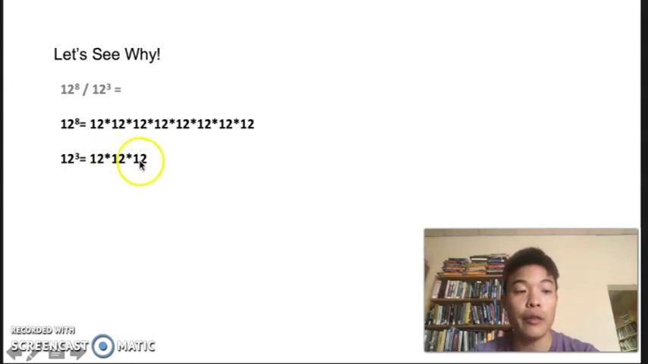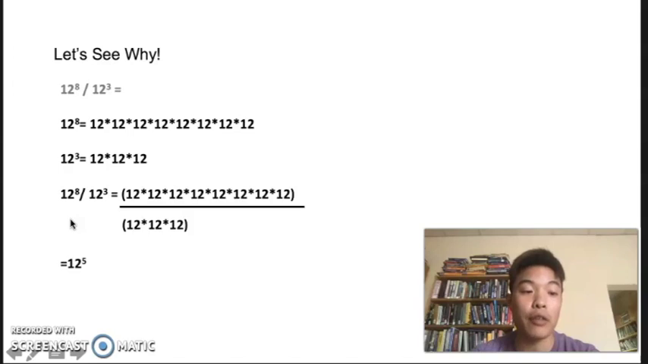1, 2, 3. Now remember, it is 12 to the power of 8 divided by 12 to the power of 3, which can be written as this. We have 8 12s on the numerator and 3 12s in the denominator.